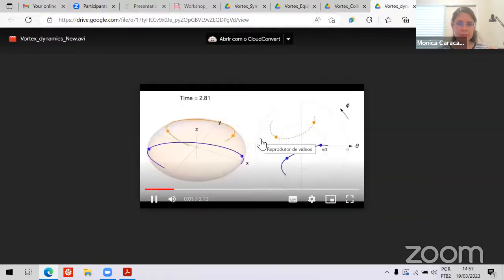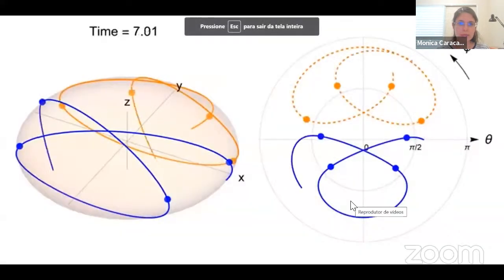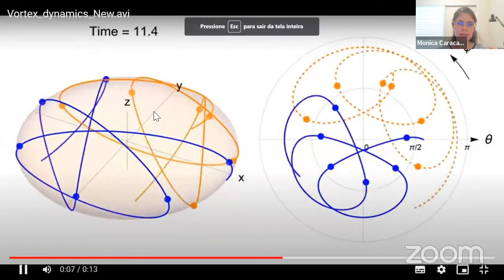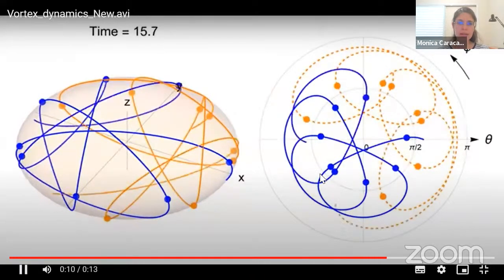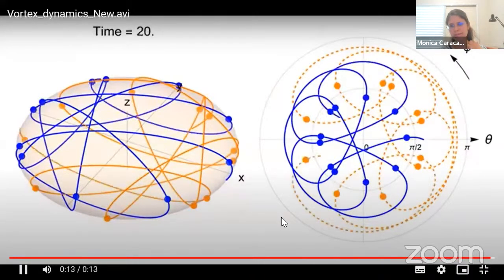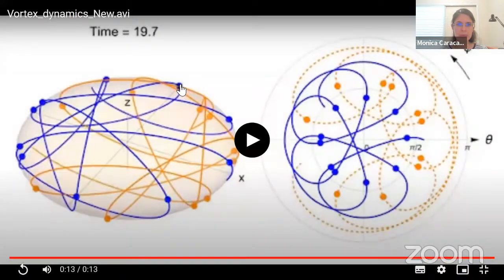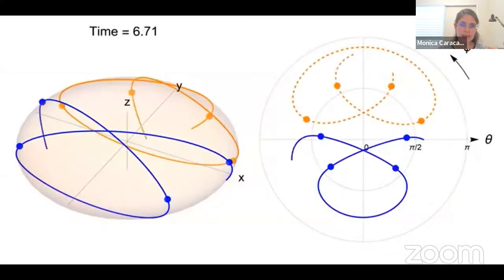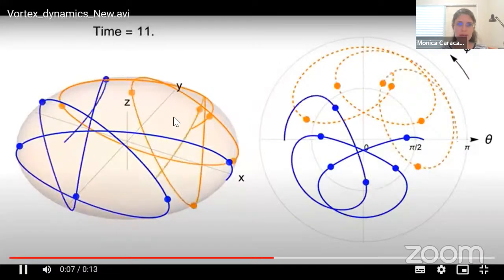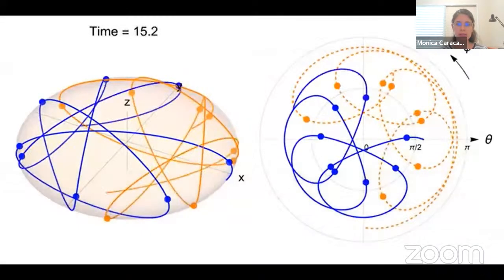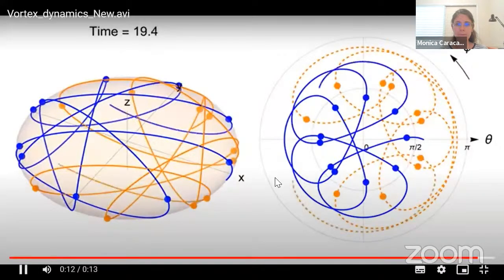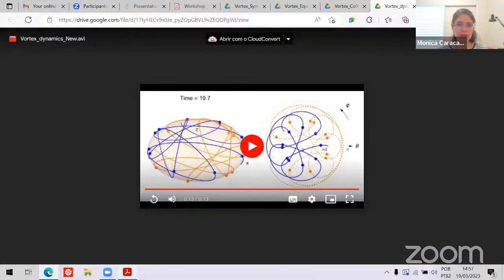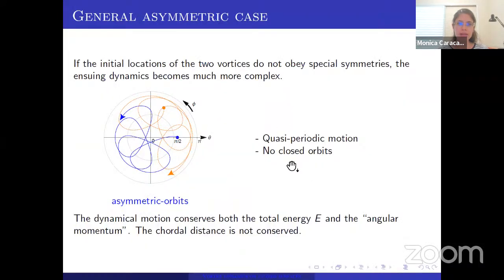Here is a video. Here is the surface of the ellipsoid, the plate. Here is the projection. And this dot here is the position where the vortices get close to each other, the smallest possible value of the distance, which I mark. Then in this case we have quasi-periodic motion, no closed orbits, and the chordal distance is not constant anymore.